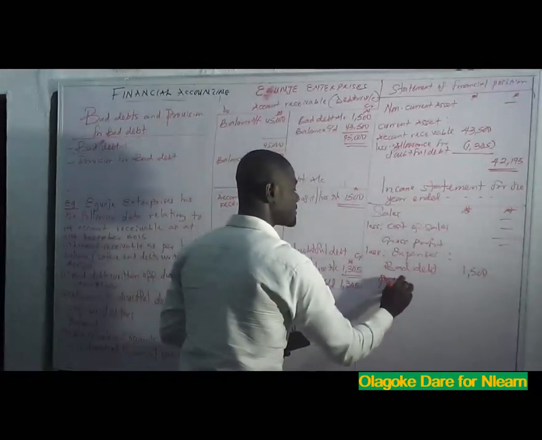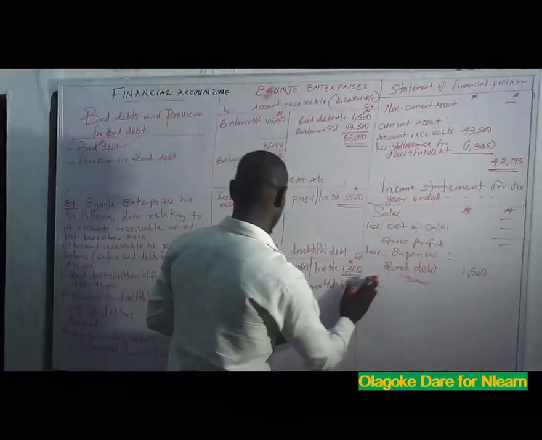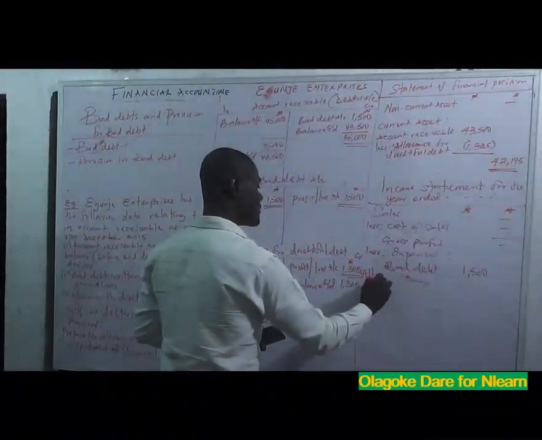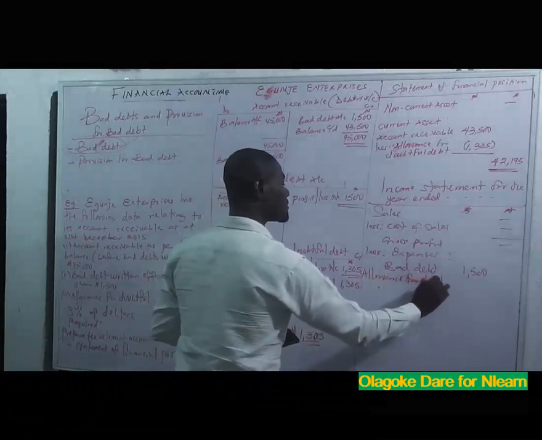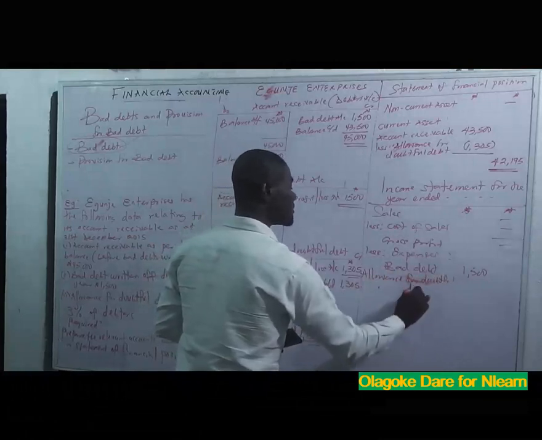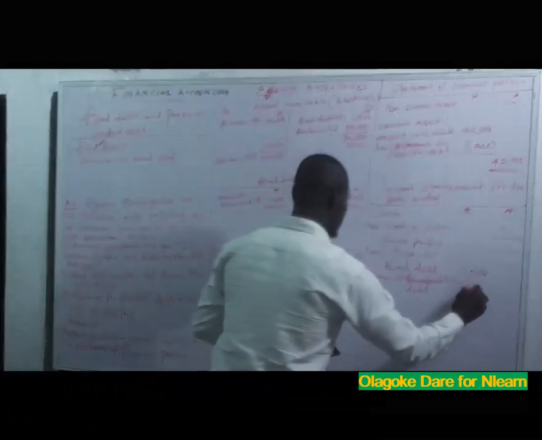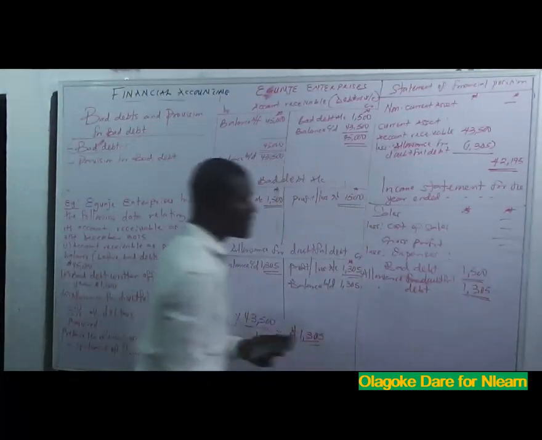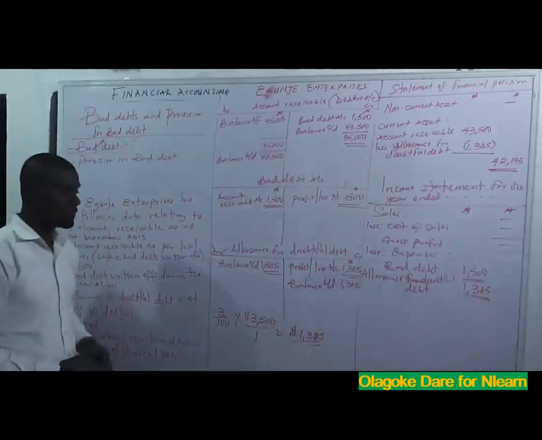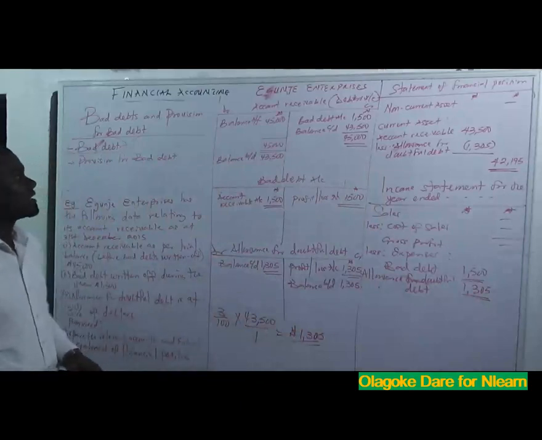Provision for bad debt, my allowance for doubtful debt, will be 1,305. So with this, I've shown how it will appear in my income statement.